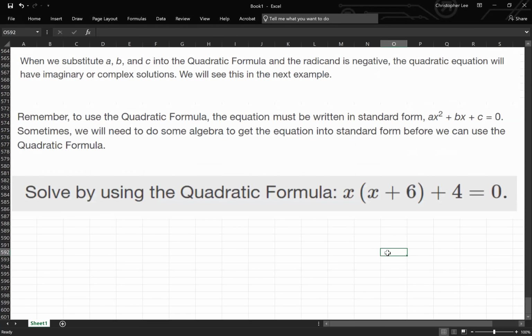So remember, to use the quadratic formula, the equation must be written in standard form: ax squared plus bx plus c is equal to 0. Sometimes we need to do some algebra to get the equation into standard form before we can substitute in the quadratic formula, such as this equation right here. Very simple. Distribute, combine like terms, quadratic formula, you good to go. All right. Give you guys a minute to try it, then we'll do it.